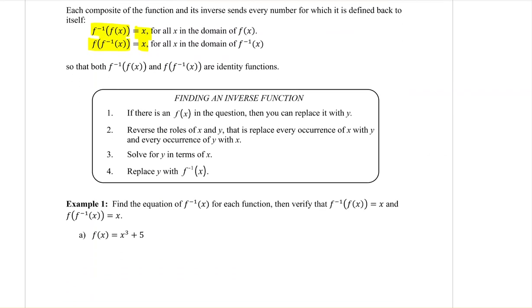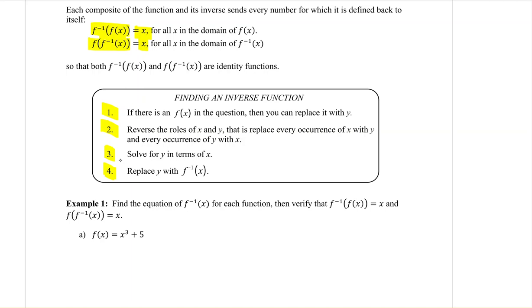A reminder in the box below: if you are wanting to find an inverse function, and there is an f of x in the question, we're going to replace it with a y because we don't want to have the f of x in there when we're doing our rearranging. Reverse the roles of x and y. That means the y's become x's, the x's become y's. Solve for y in terms of x. That means get the y by itself. But for your final answer, you need to put the y back to be f of minus 1 of x.